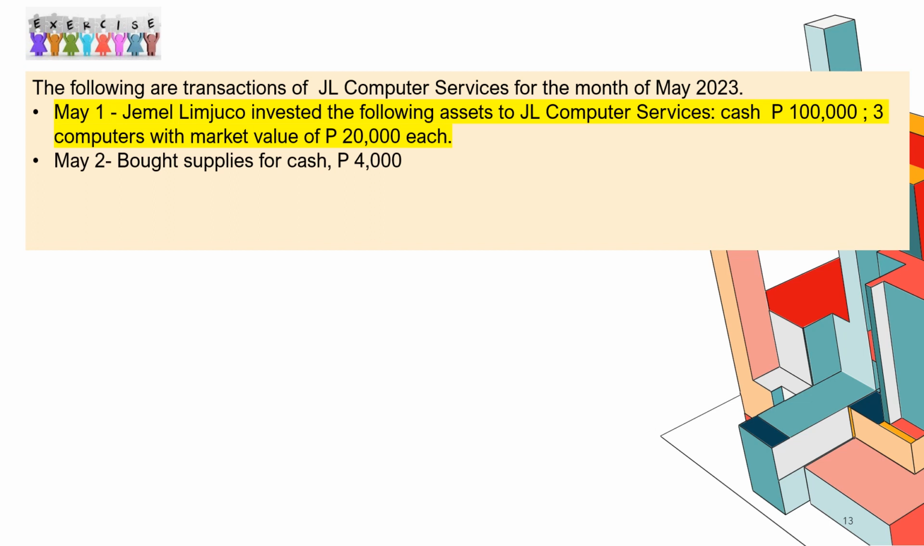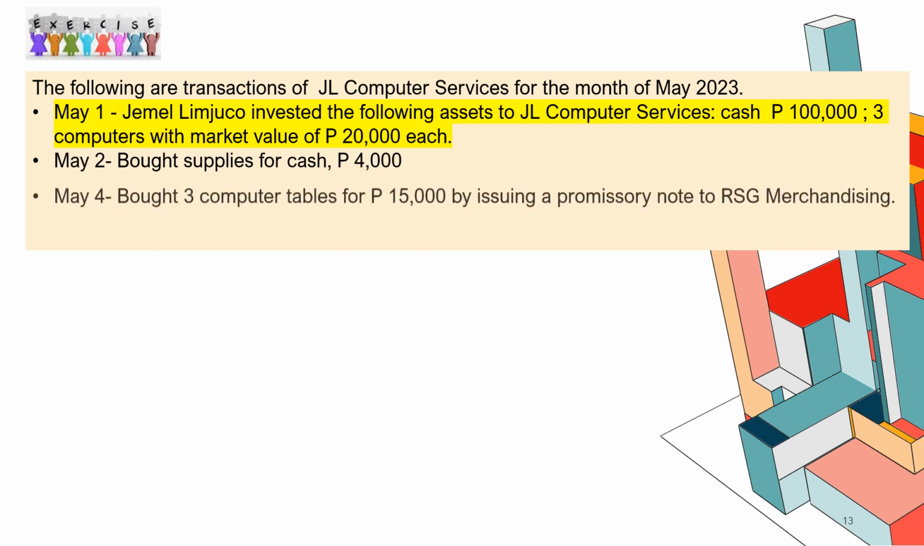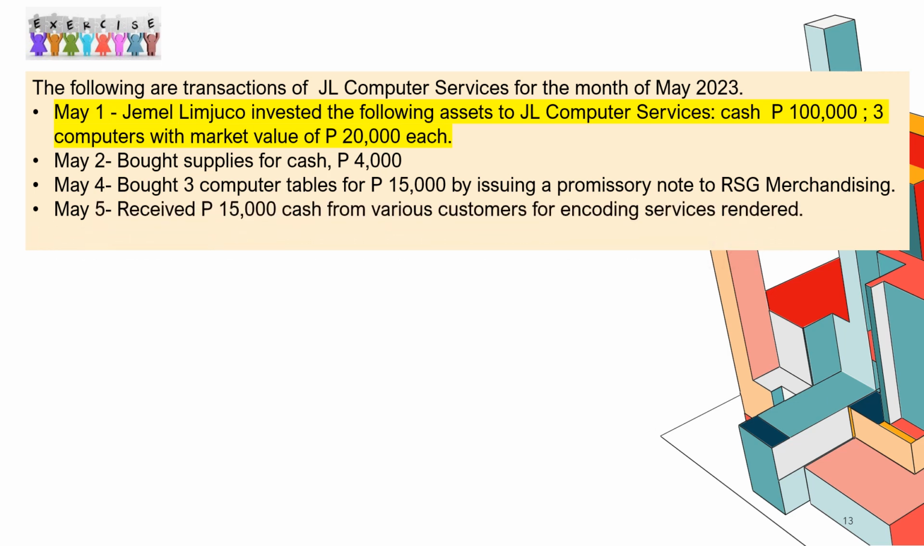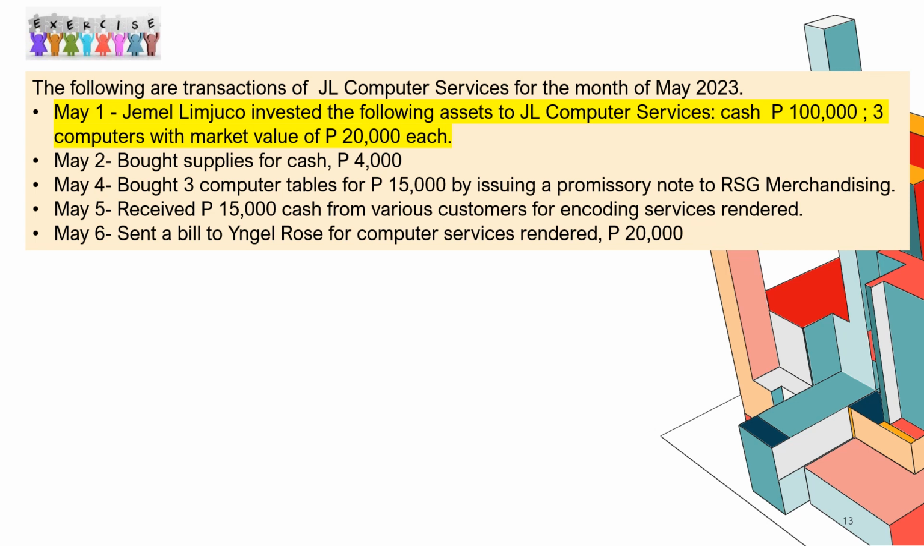May 2, bought supplies for cash, 4,000. May 4, bought 3 computer tables for 15,000 by issuing a promissory note to RSG Merchandising. RSG Merchandising is the supplier of computer tables. May 5, received 15,000 cash from various customers for encoding services rendered. And then May 6, sent a bill to Angel Rose for computer services rendered, 20,000. So we have these 5 transactions. So how will you record them in the journal?